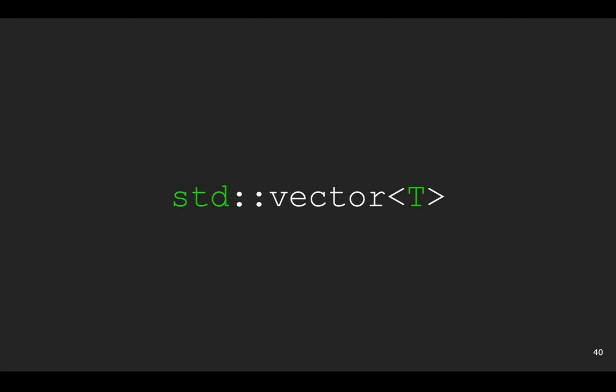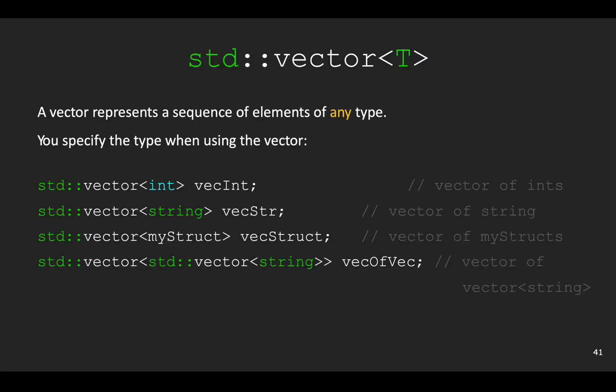Okay, so the C++ vector is very similar to what you're familiar with if you've taken 106B or X. A vector, again, represents a sequence of elements of any type. And a vector can be a vector of any type of object, whether it's an int, a string, a struct, as Avery just taught us about, or even a vector of other types of containers.